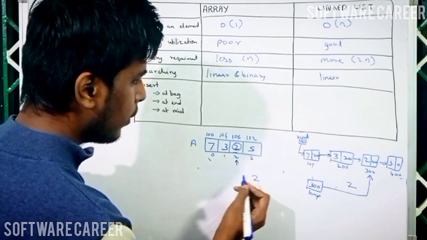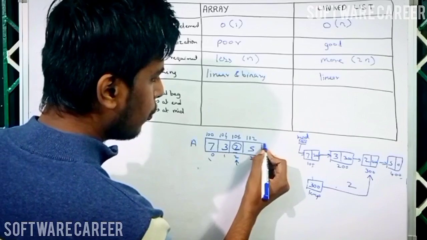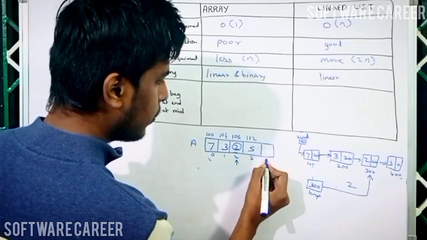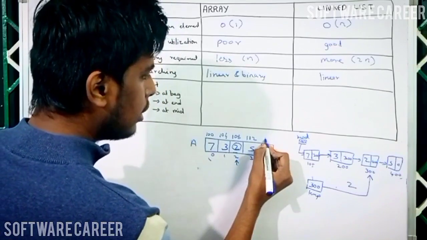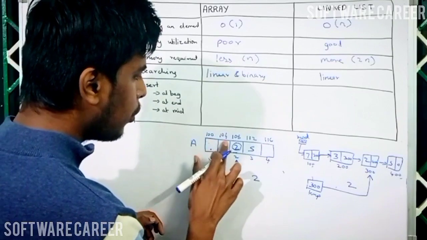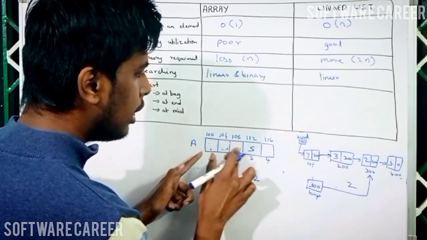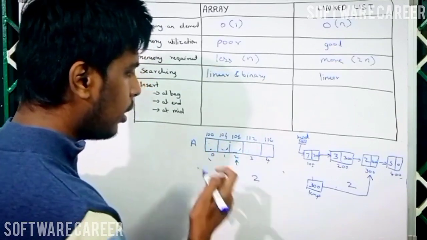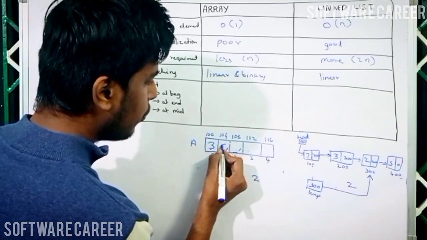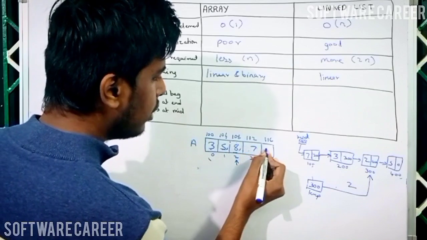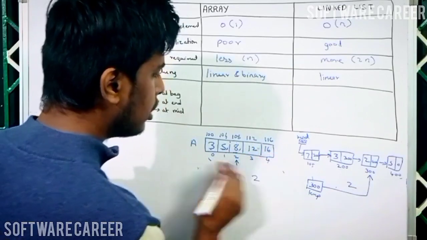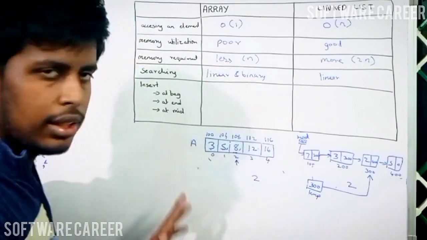Suppose you have five elements present in this array. Let's say this address is 116. In binary search, the elements should be sorted, which you will see further; I'll teach you later. Now see, suppose 3, then 5, then 8, then 12, then 16. Suppose these elements are present in this array.